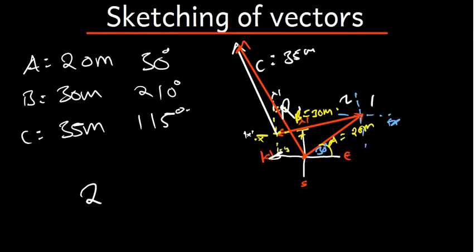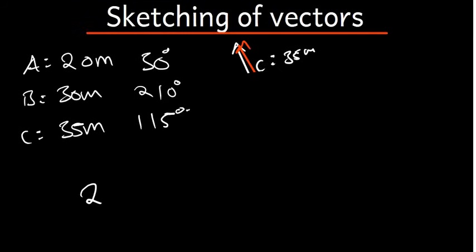Now let's have another example. Let's have four different vectors. Let me just include another one. Let's say we have another vector D, which is 40.